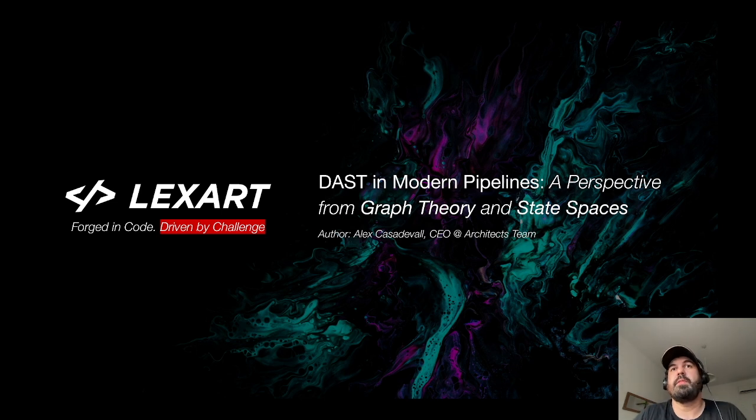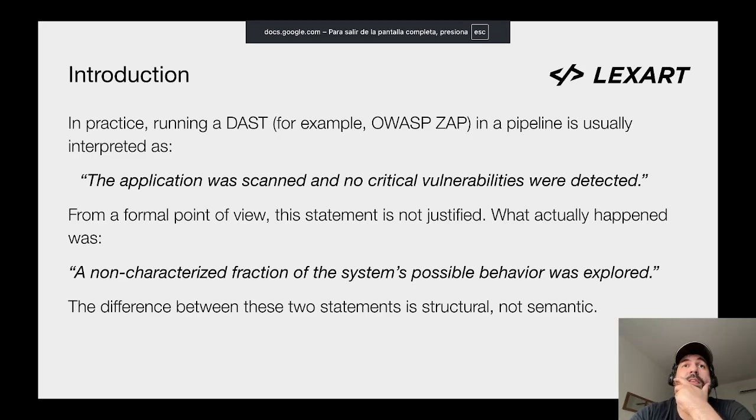Today I'll talk about DAST in modern pipelines from a graph theory and state space perspective. Before I start, DAST means Dynamic Application Security Testing. It is a security method that finds vulnerabilities in running applications by simulating real-world attacks from an external black box perspective, without needing access to the source code.